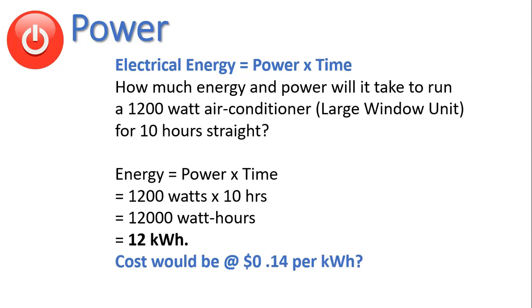Say you were getting charged 14 cents per kilowatt hour. What would that cost you to run a window unit for 10 hours straight? It would only be $1.68. That's pretty impressive, actually. I think our power's running right around that cost, and even if it was up to 18 cents, you can see that it's still very, very reasonable.